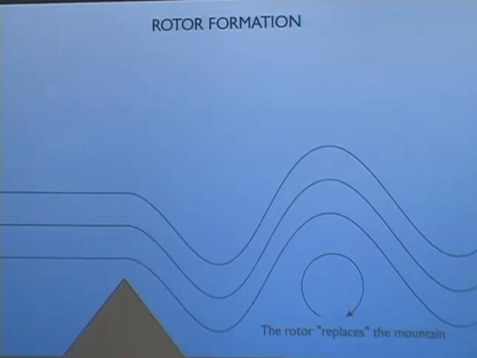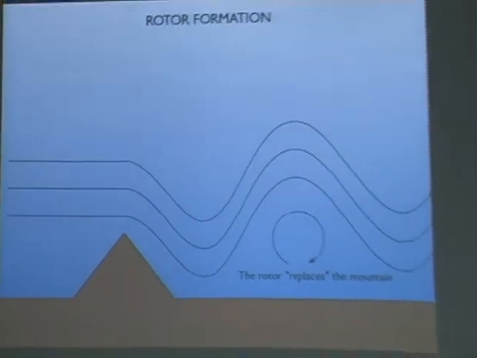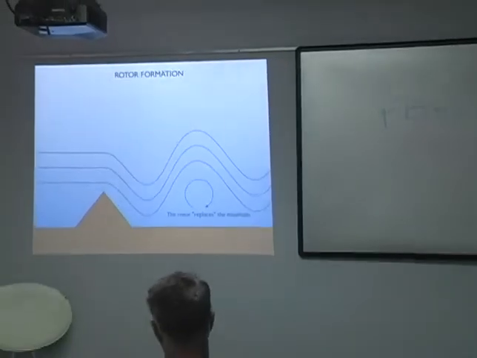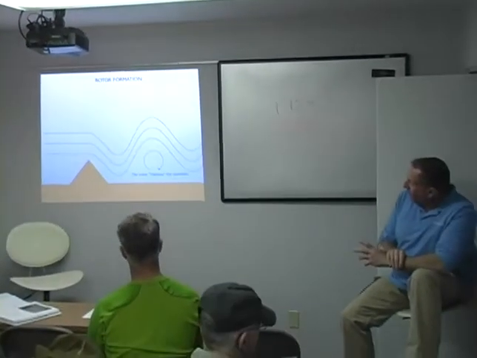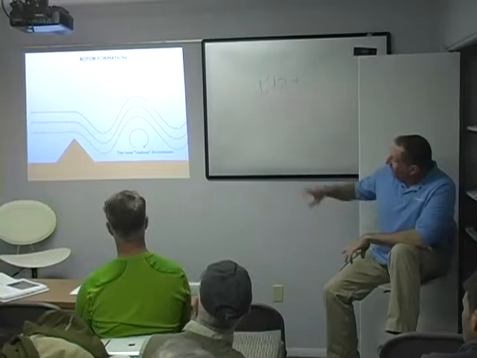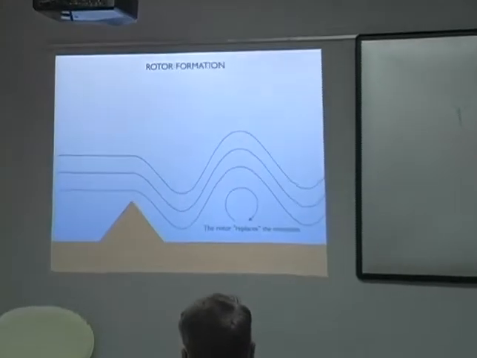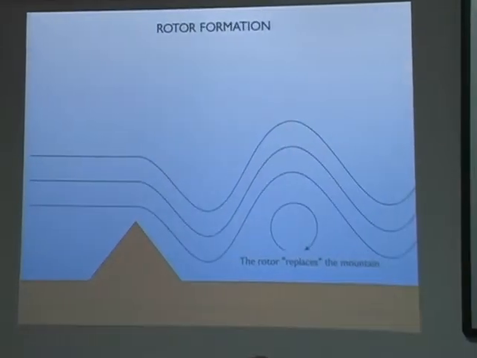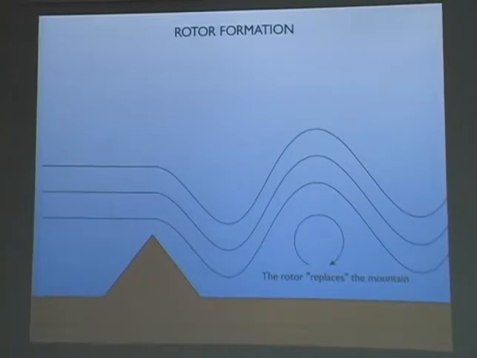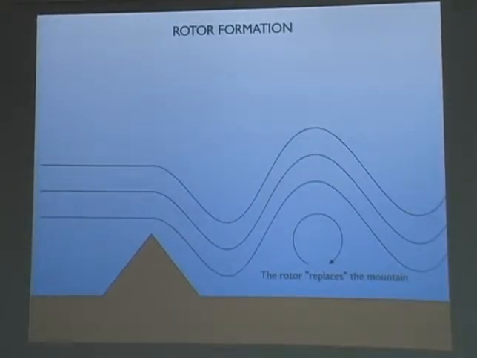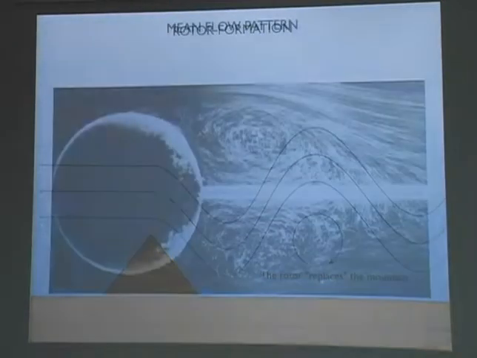Now, this is your typical wave textbook picture of a wave, where you have the wave and you have a rotor. If you think of it from a fluid dynamics point of view, the rotor is replacing the mountain. There has to be something there to hold that spot. And so the rotor is just a placeholder for the mountain that's not there. The overall flow is a circular pattern like that, but it's not nearly as neat as that diagram would lead you to believe.